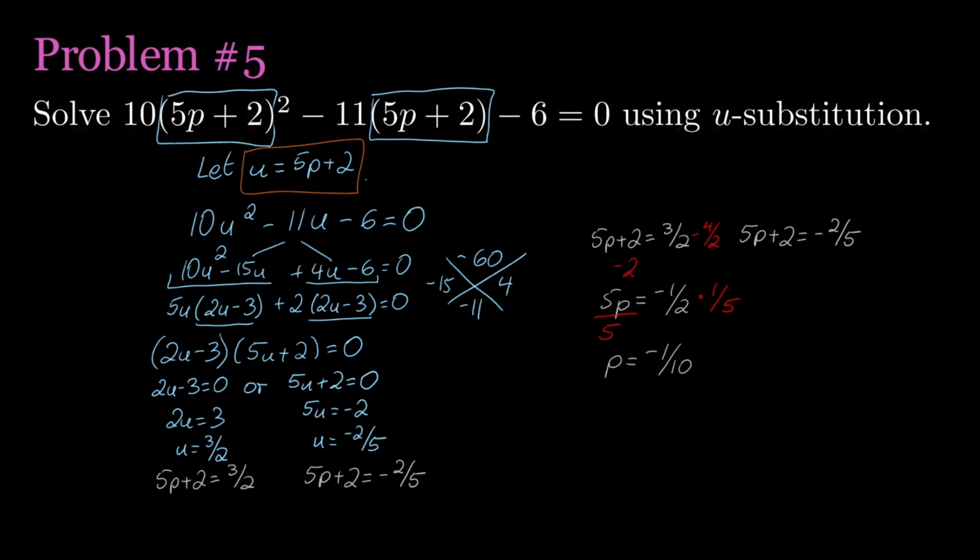In the second equation, we also start with subtracting 2 from both sides, but this time I want to perceive the 2 on the right-hand side as 10 over 5. So that will give me 5p equals negative 12/5. And then we divide both sides by 5 or multiply by 1/5 again. So over 5 in here and multiply by 1/5 in there. That results in p equals negative 12/25. And these will be our p solutions.